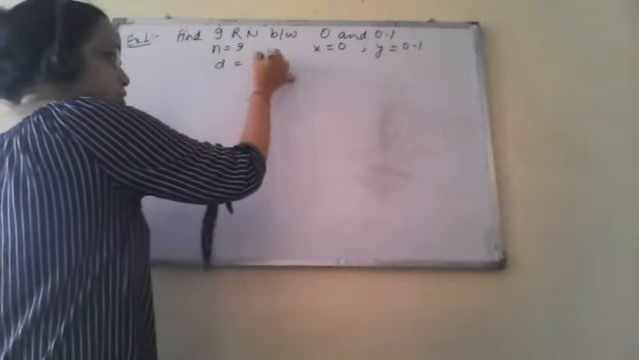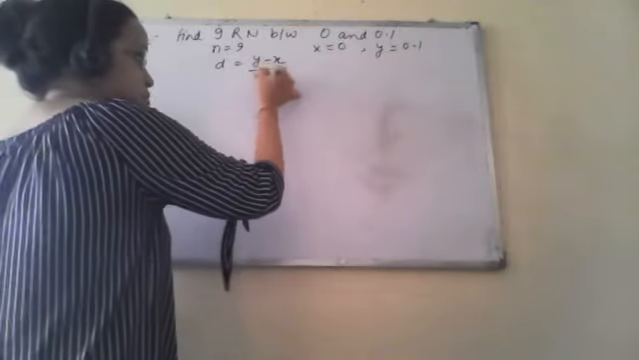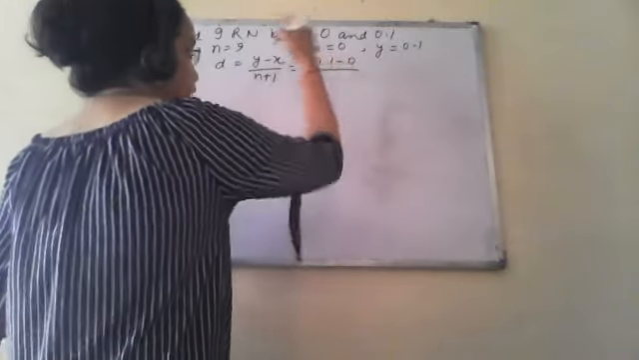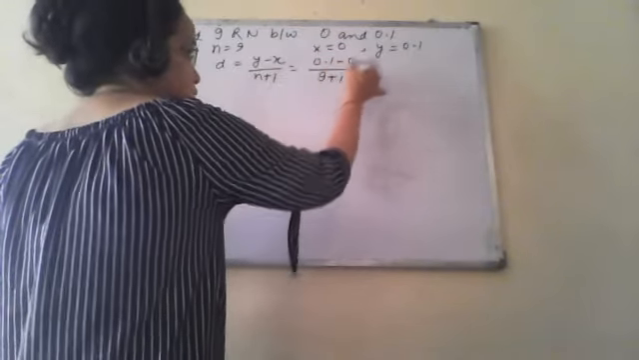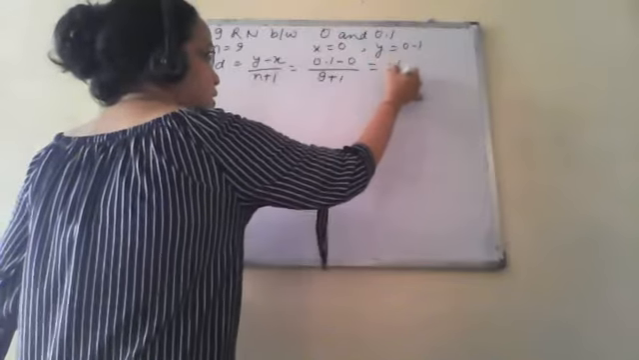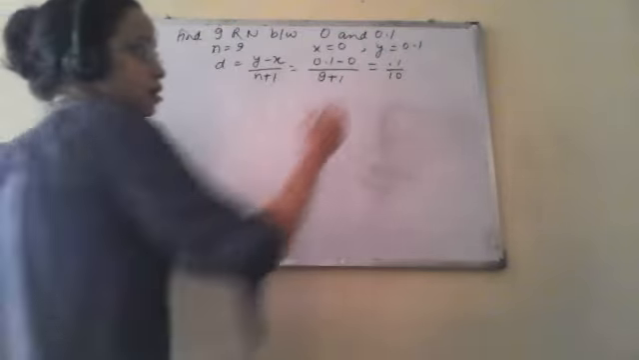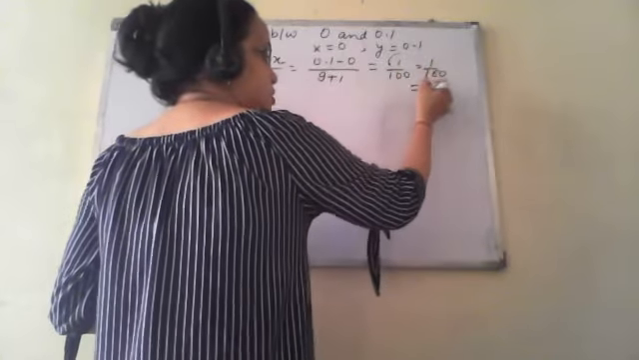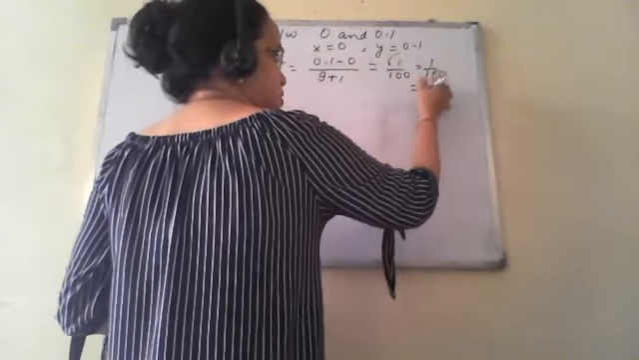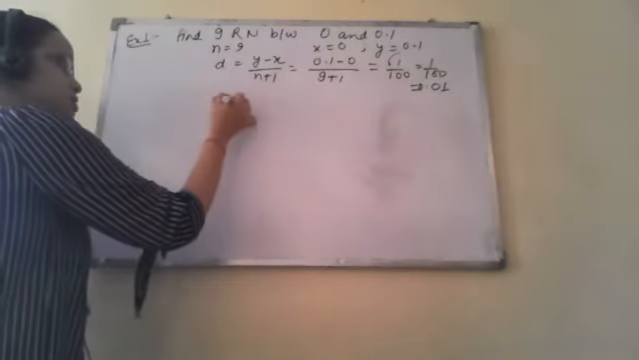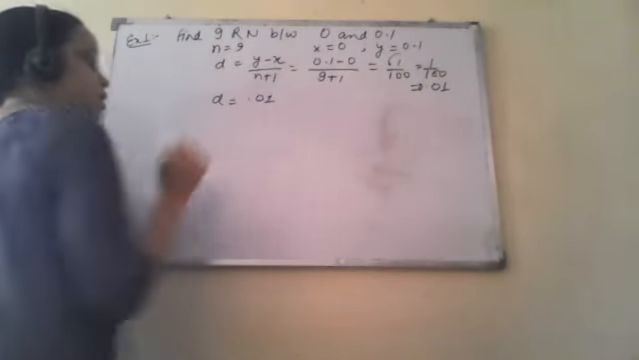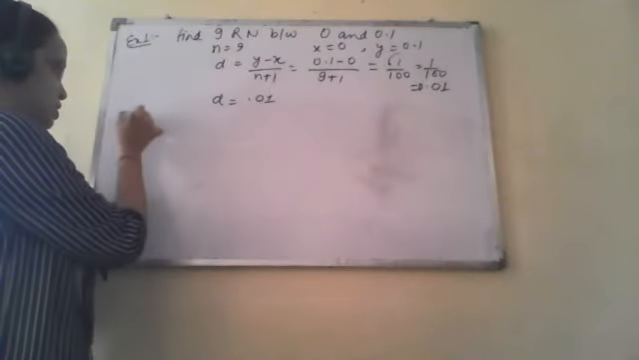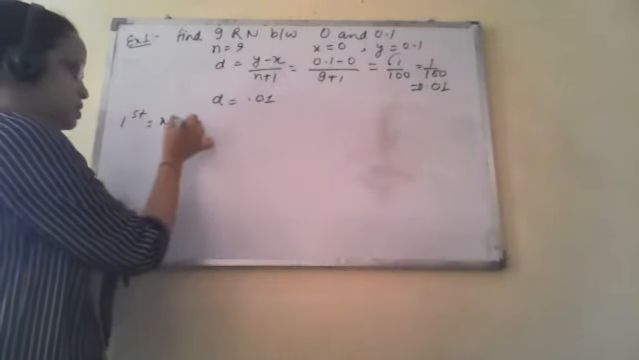We have to multiply this y minus x upon n plus 1. So y was 0.1 and x was 0 and n was 9, plus 1. So it is 0.1 upon 10. Okay, so to remove this decimal, it will become 1 upon 100, or simply 0.01. So the value of D is 0.01.